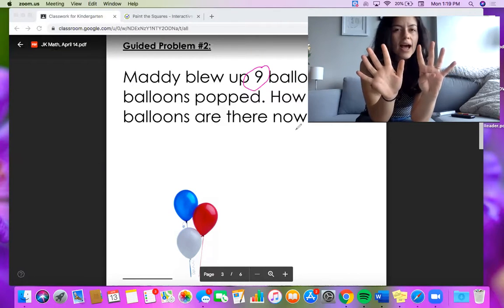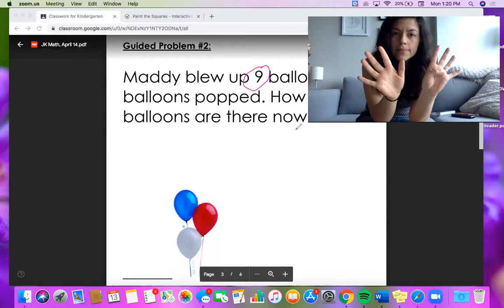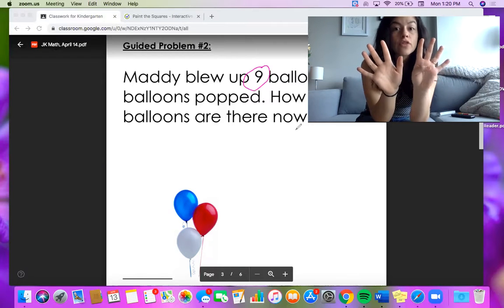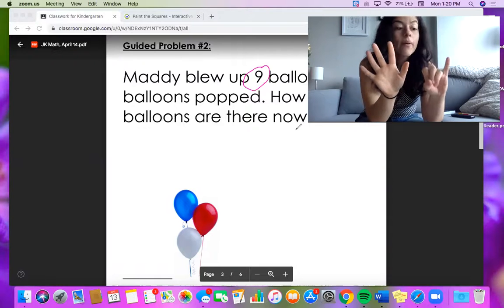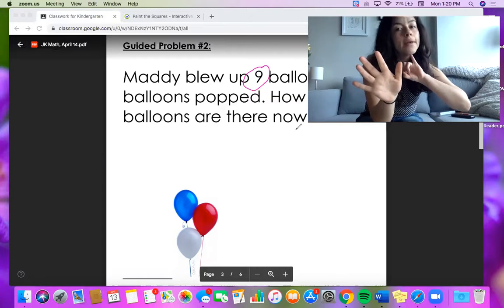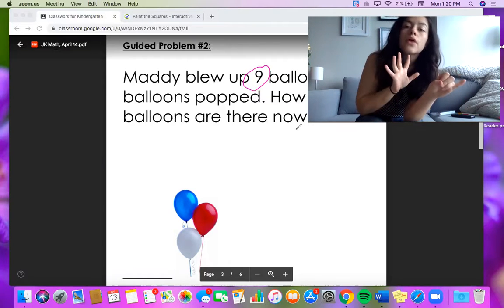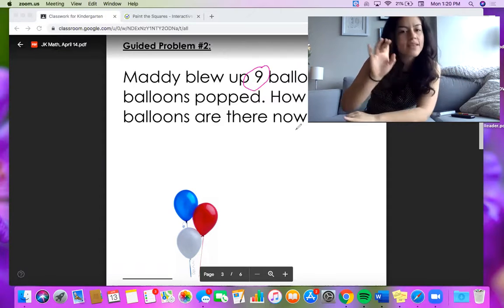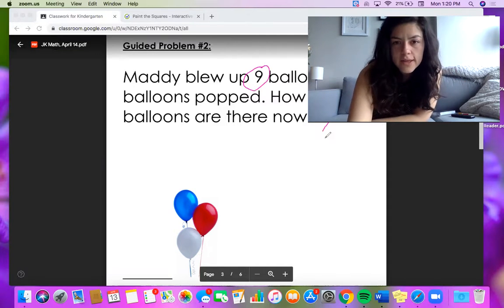Then I have to show the balloons that are popping. How many balloons pop? Do you remember? That's right, 3 balloons pop. So let's get rid of 3 fingers. 1, 2, 3. Now I have to count my fingers on my chin to figure out how many balloons are left. Ready? 1, 2, 3, 4, 5, 6. Let's write that number down so we don't forget.